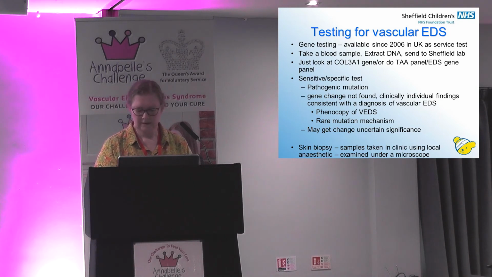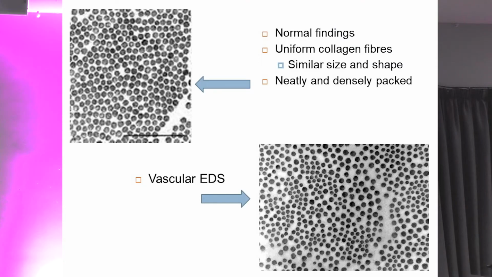So a skin biopsy is done under local anaesthetic. It's a 3mm punch biopsy, and then it's examined under the light microscope and the electron microscope. And this is what it actually looks like. So we have top left, this is a normal electron microscopy study showing uniform collagen fibres. They're all similar in size and shape, and they're neatly and densely packed.